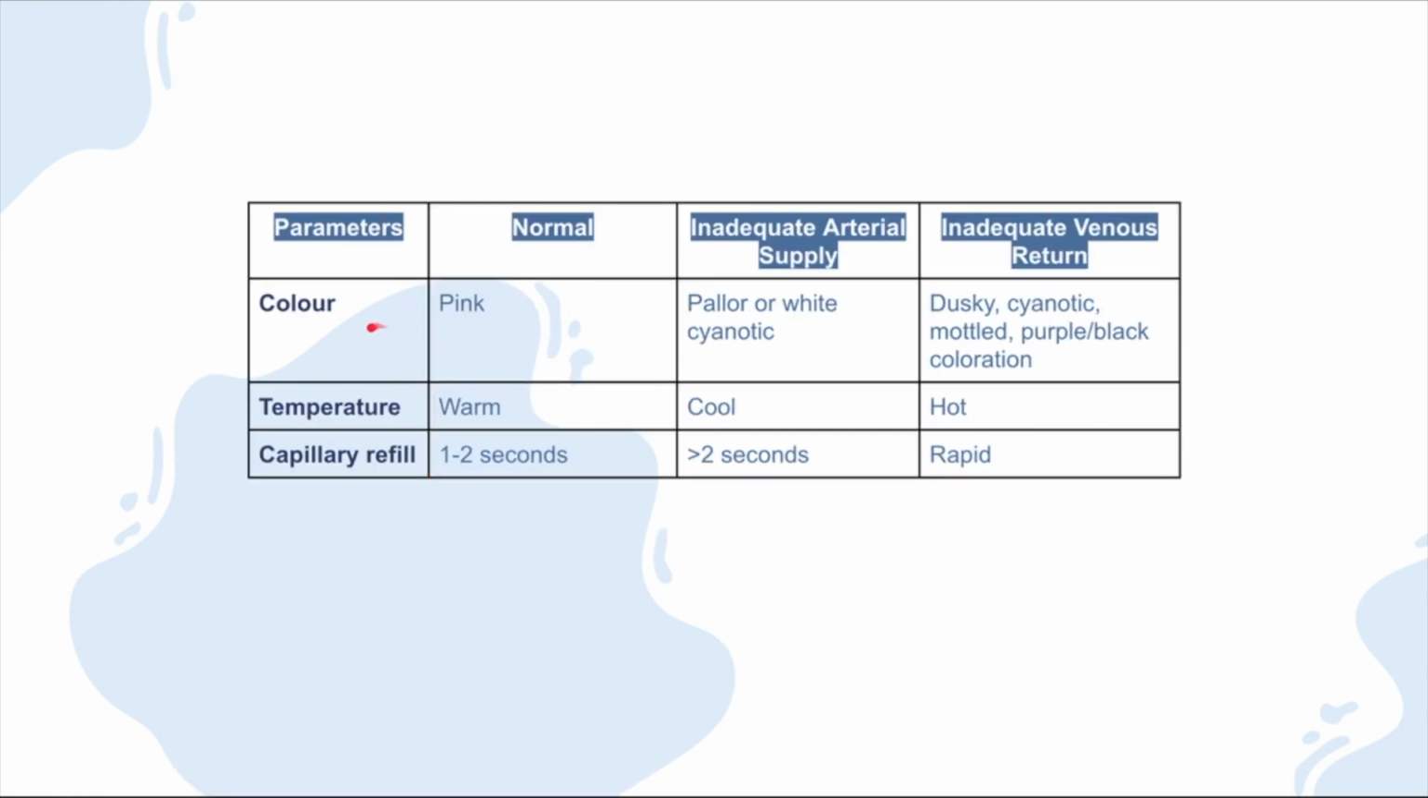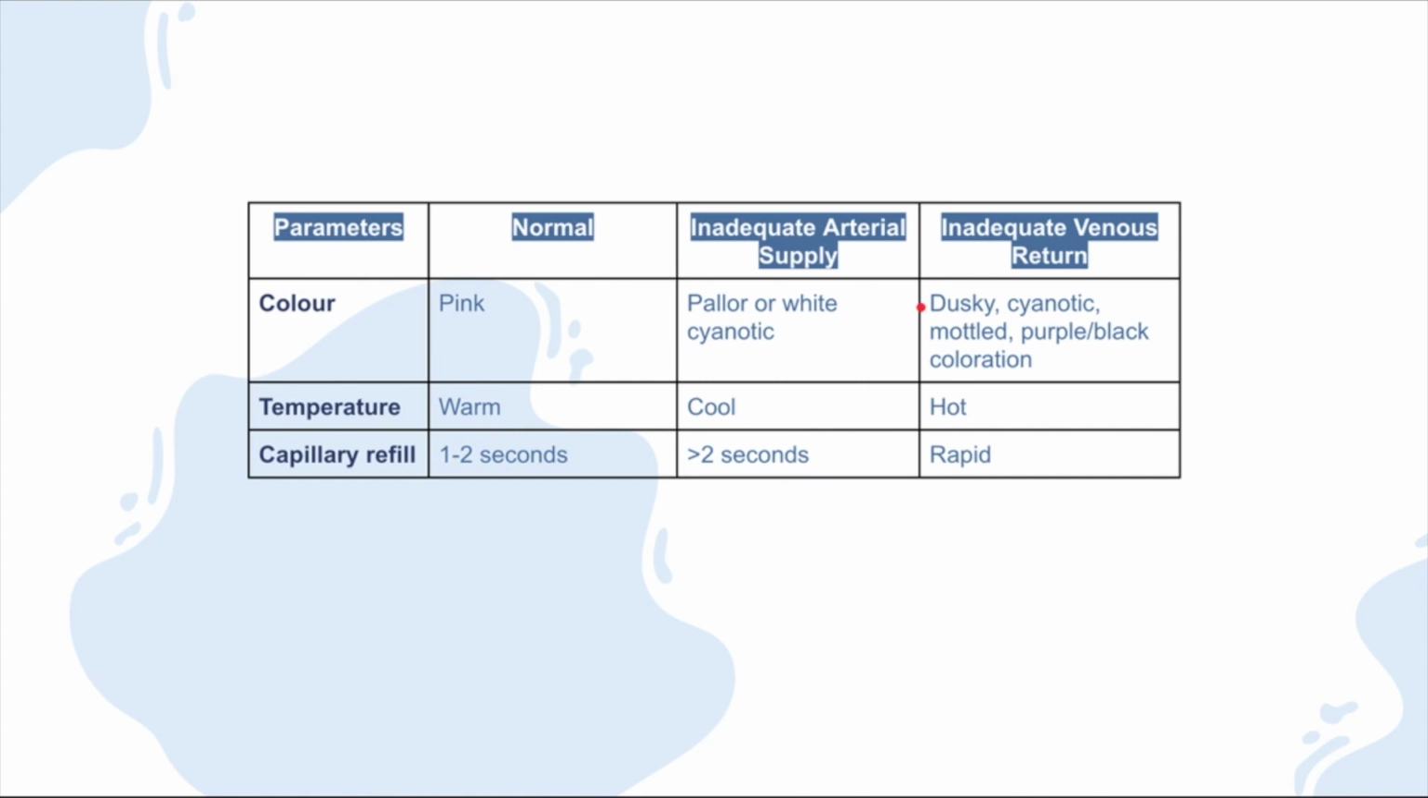Other parameters are color, temperature, and capillary refill time. Normal for color would be pink, normal for temperature would be warm, and normal for capillary refill time would be 1 to 2 seconds. If the color is pallor or white cyanotic, this could indicate inadequate arterial supply. If the temperature is cool, it could indicate inadequate arterial supply, and for capillary refill time, if it is more than 2 seconds, this could also indicate inadequate arterial supply.